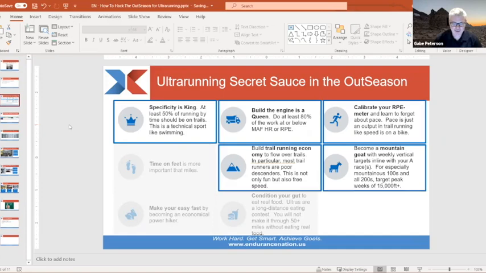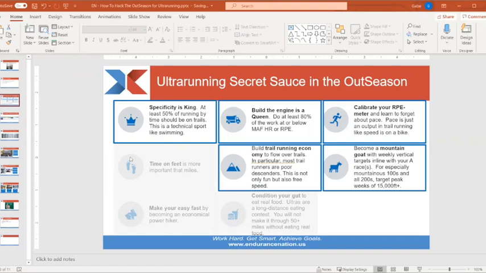running over technical terrain. Should be at Maffetone heart rate. About 80% of your training should be at Maffetone heart rate or RPE. And for those of you who aren't familiar with Maffetone, the idea is a very low heart rate. It's 180 minus your age.